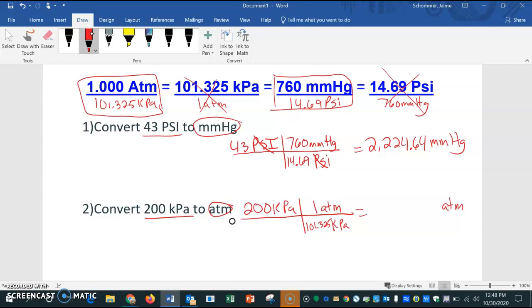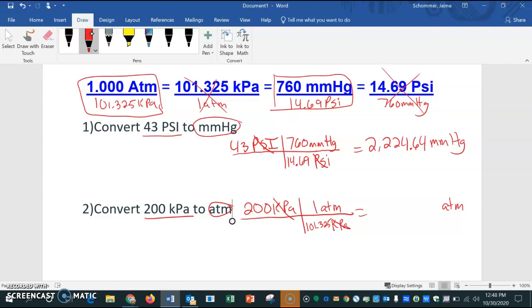Now again, before I calculate, I'm going to take a second and I'm going to go, okay, 101.325 kilopascals is equal to 1 atmosphere. I have 200 kilopascals. I have almost double, so this answer should be greater than 1. It should be about 2. So let's calculate. Kilopascals cancels with kilopascals. I'm left with atmospheres. So 200 times 1 is 200, right?